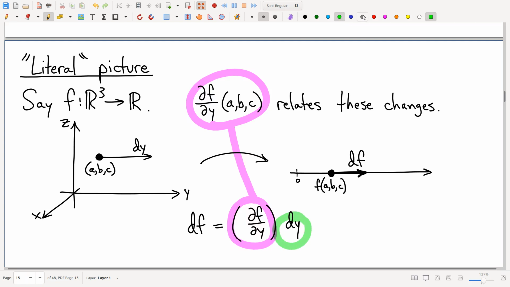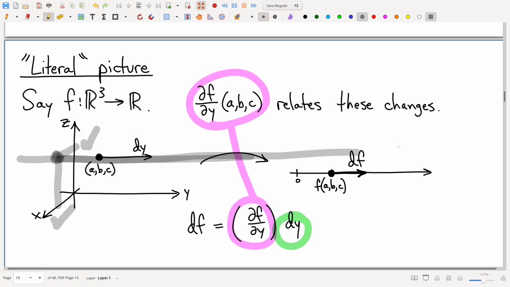Well, let's see here. We're taking a partial with respect to y. That means x and z are not allowed to change. That means that whatever z is, it's staying that, and whatever x is, it's staying that. So we are confined to that line right there in the domain, this line parallel to the y-axis. And dy then is just literally representing how much we move along that line. So dy represents how much we move in the domain with the understanding that we're only allowed to move exactly in the y direction.